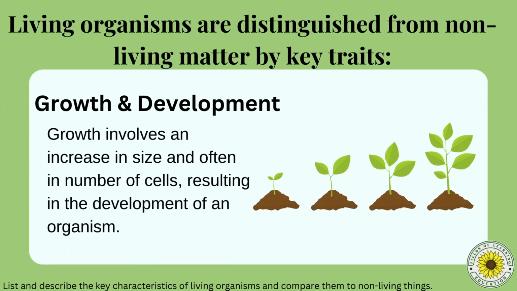Our next key trait would be growth and development. Growth involves an increase in size and often in number of cells, resulting in the development of an organism. As you can see in this little picture, you have your seedling as it slowly grows up into a mature plant. All living things will have some kind of growth and development. Even clear down to our basic unit of life, which is our cells, they have some kind of growth and development that goes on, and we're going to be learning about that as well in this class.